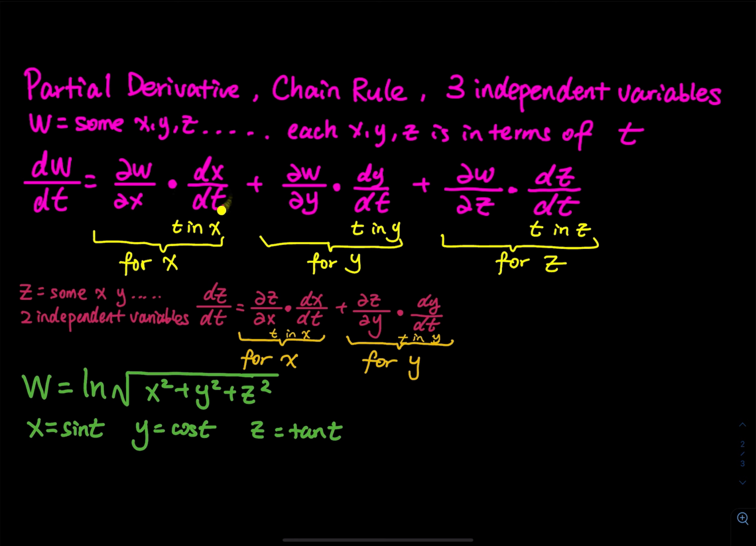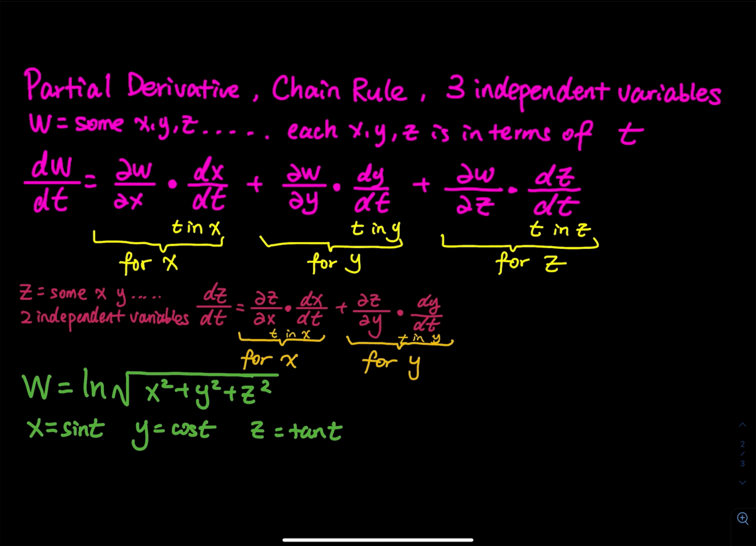So the chain is actually right here. And then plus the partial derivative with respect to y, and then we take care of the y with respect to t, plus the partial derivative of w with respect to z, and then we take care of the z immediately for t. So basically there are 3 pieces. We add them all: one for x, one for y, one for z, and then for each piece, we start with a partial derivative with respect to that variable, and then we immediately multiply the derivative of that variable with respect to t.